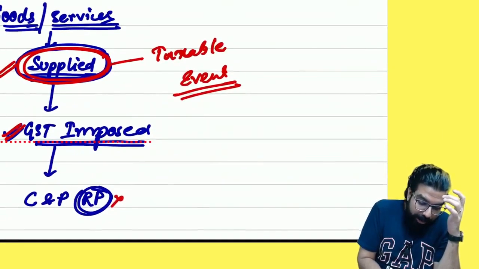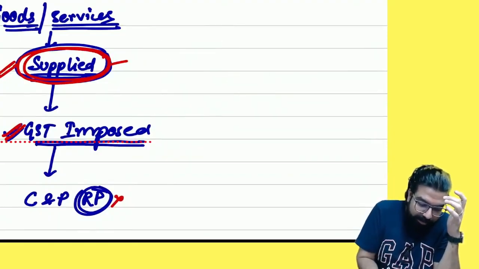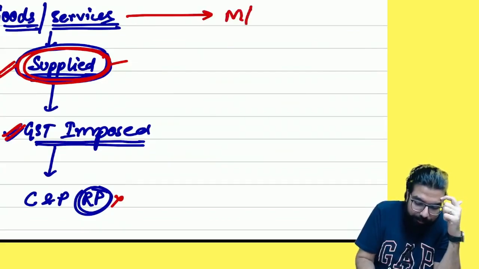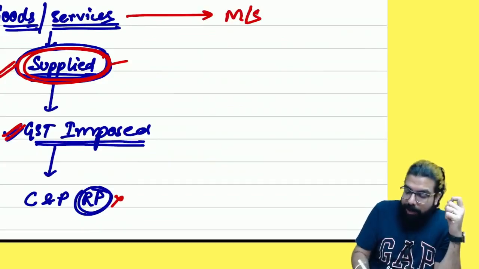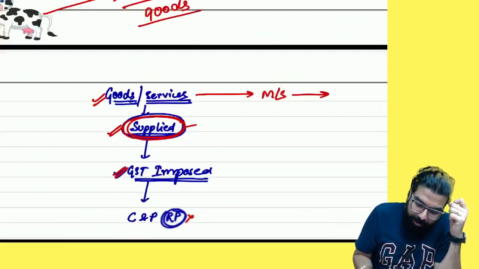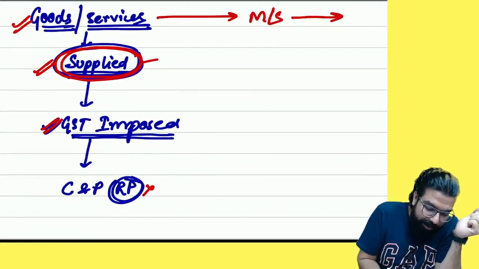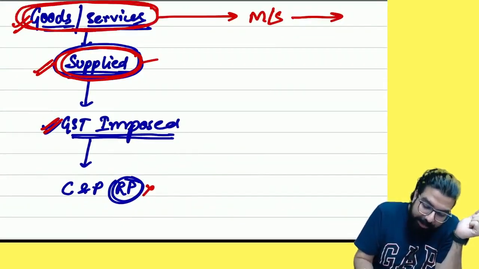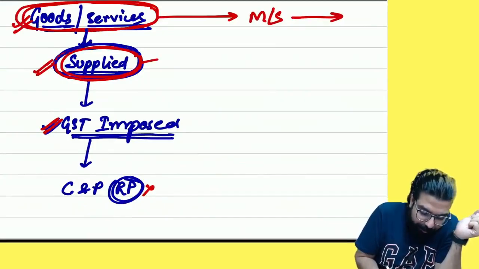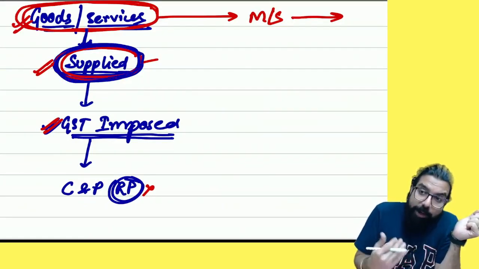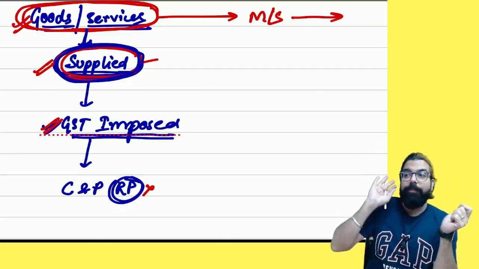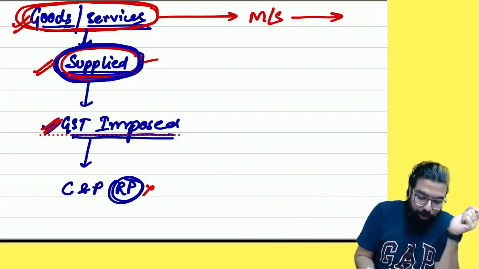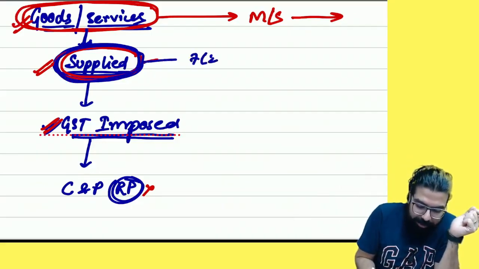Whenever something is not falling in the definition of goods and service, what is not falling? Is money and securities out? Okay. Other than that, everything is goods and service. Either goods or service, correct? Then it will fall in the definition of supply. But sometimes when government wants to exclude something from the supply definition also, government writes it under section number 7.